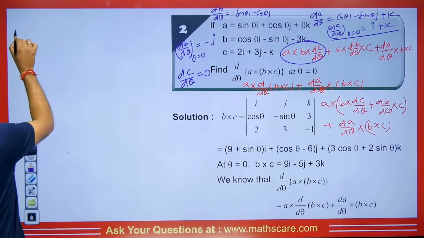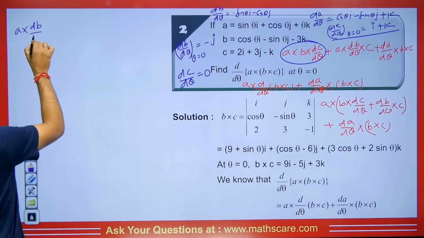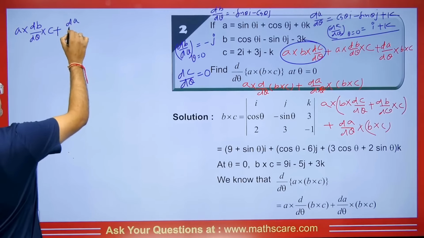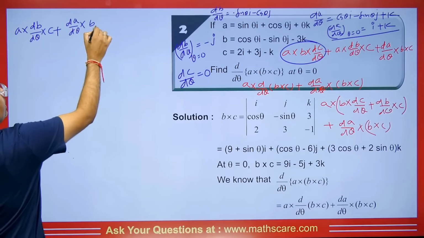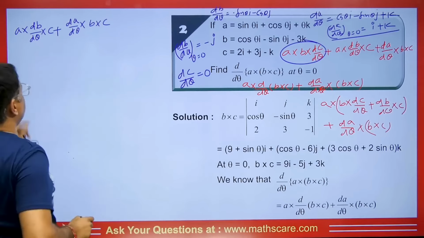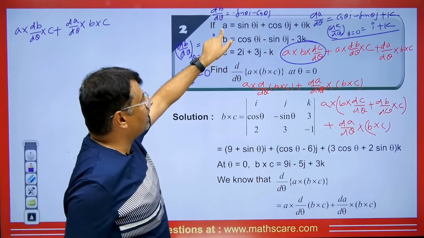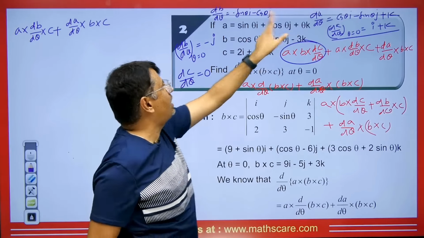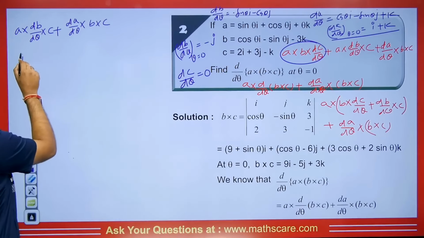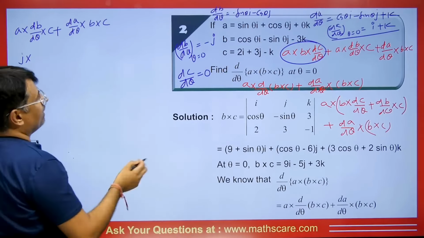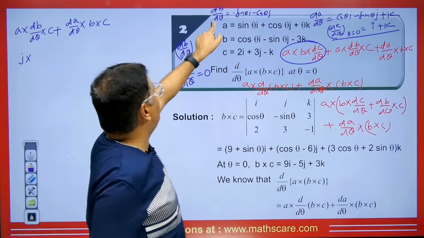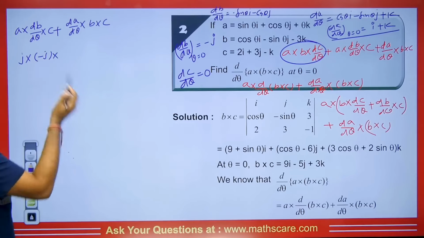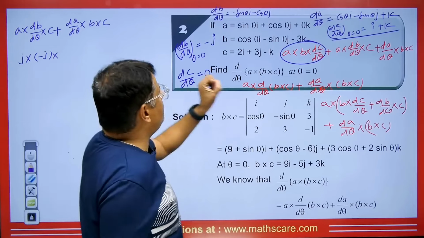Now I will write again A dot dB by d theta cross C plus this will be dA by d theta dot B cross C, right? We'll calculate this value. We'll put the values of all these here. When you put the value of A at theta equal to 0, sine 0 is 0, cos 0 is 1 and this theta is 0. So we will get j here, right? What will A's value be here? It will be j, and dB by d theta we just calculated as minus j. Therefore this will be minus j cross C. We'll calculate the value of C here. And what is C here, students?